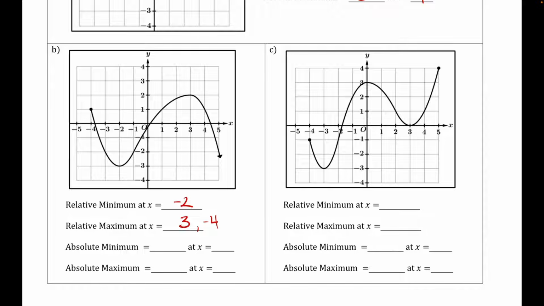So then the absolute minimum is going to be at x equals -2, and the height there is -3. And then the absolute maximum is going to be at x equals 2, with a height of 4. Could -4 also be a relative minimum? No, because if this went up, then it would be a relative minimum; if this went down, it's a relative max.